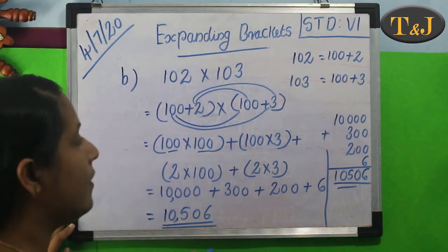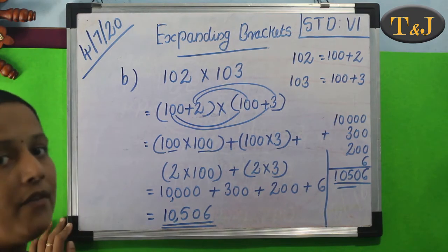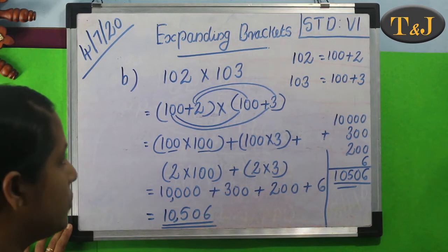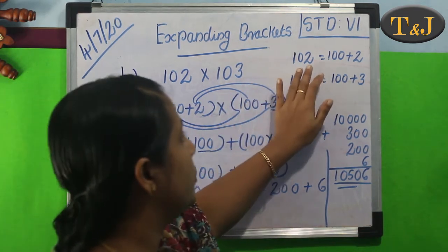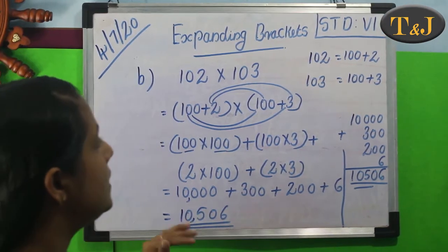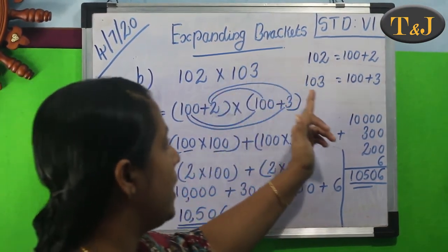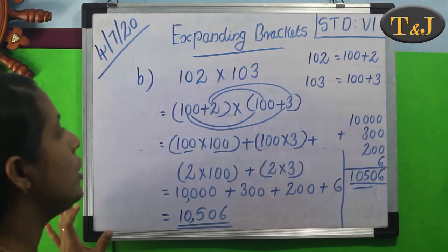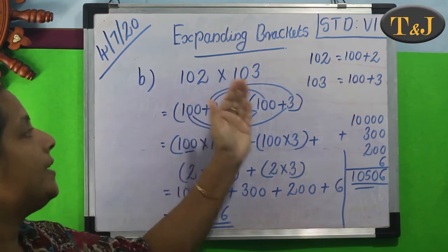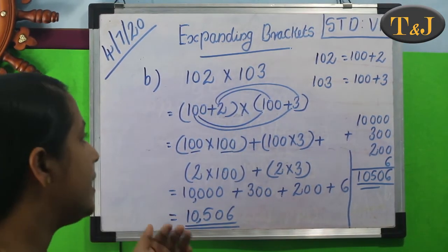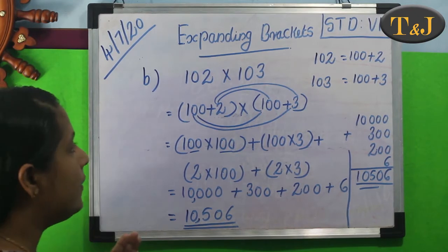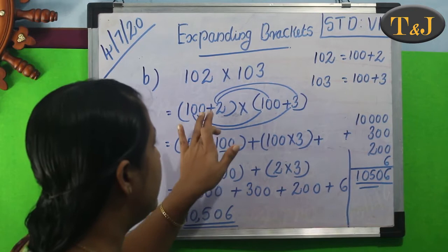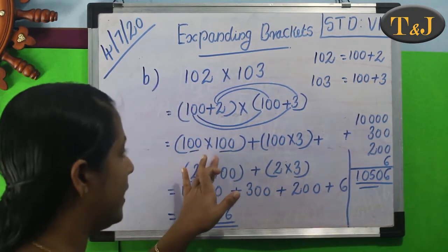Once again I explain, our question is 102 multiply 103. We want to split 102 as 100 plus 2. Next our number is 103, so again we split it as 100 plus 3. In the place of 102, now we write 100 plus 2. In the place of 103, now we write 100 plus 3. Then we multiply 100 and 100, write 100 multiply 100, then put plus sign, with those numbers inside our bracket.